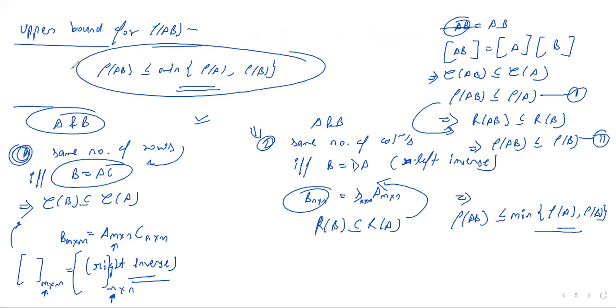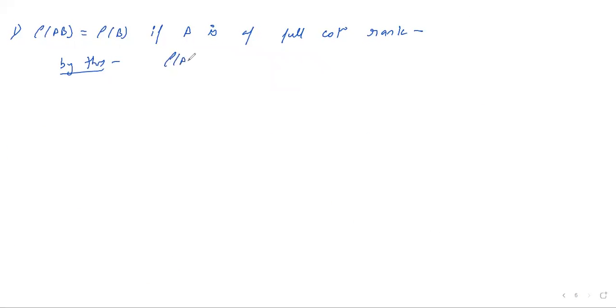The rank of AB is equal to the rank of B if A is of full column rank. By the theorem, we have that the rank of AB is less than or equal to the rank of B. If we take the rank of B into account only, because A is of full column rank, rank of AB is less than or equal to rank of B.